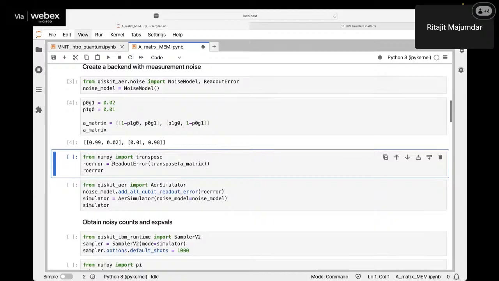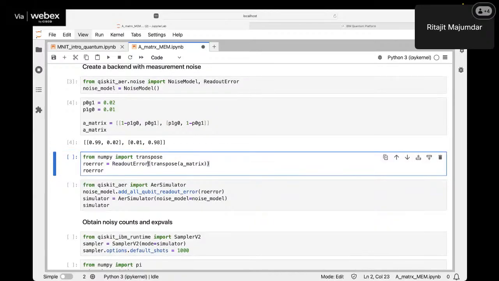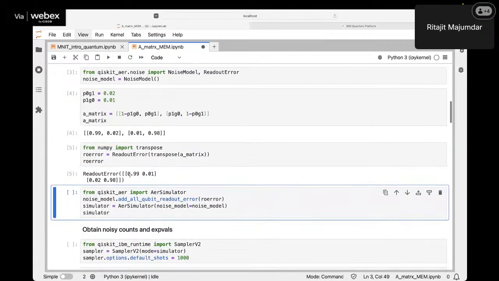Now I create a readout error. Readout error takes the transpose of the A matrix. It requires not that the columns sum up to 1, but that the rows sum up to 1. So I have just used the transpose of the A matrix to create the readout error. You can see this is my readout error. Now the rows add up to 1.